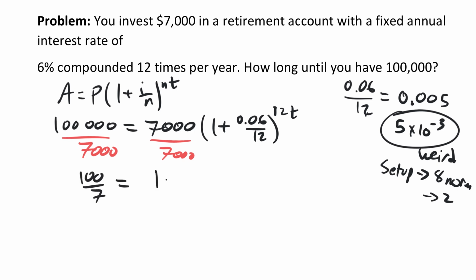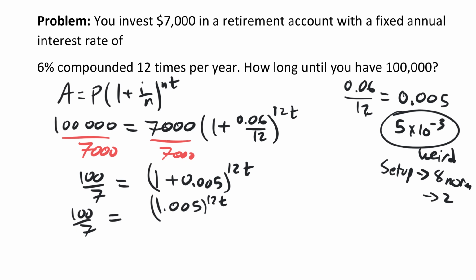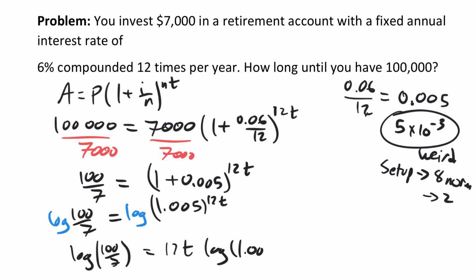This will be 1 plus 0.005 to the 12t. Now 1 plus 0.005, that's going to be 1.005, 12t, 100 over 7. And we're going to log both sides. So that's going to give me log of 100 over 7 equals 12t, log of 1.005.